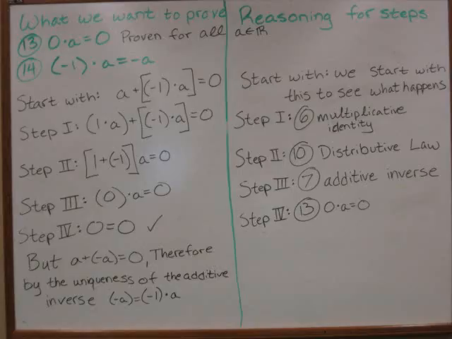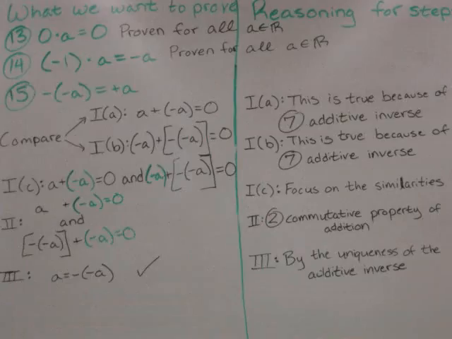Since we just proved that that is true, we know that 0 does equal 0. But we know that A plus negative A equals 0. So, because of the uniqueness of the additive inverse, we know that negative A is going to equal negative 1 times A. To the next one, which says the negative of negative A equals positive A.